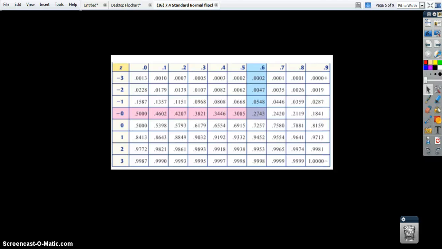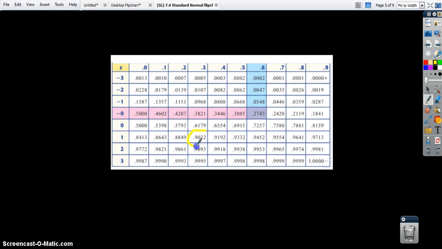Okay, so my z-score is 1.3, so I'm going to go to 1, and then I go out to 0.3. So where those two things intersect, right in here, this is the number I'm looking at, and it says 0.9032. I know it's kind of hard because of the highlighting I've put on there to see, but that's what that says, 0.9032. Let's get rid of everything and you can see it better.